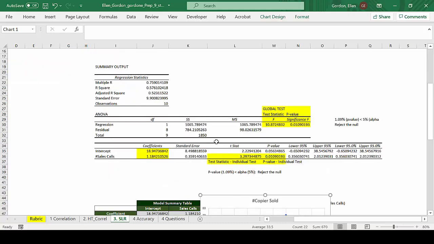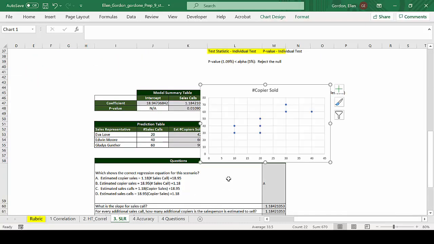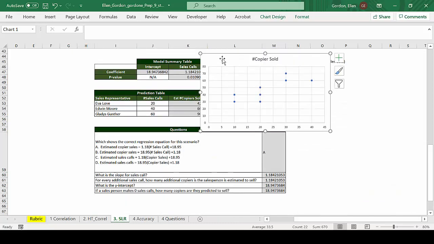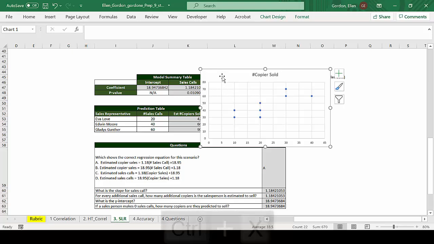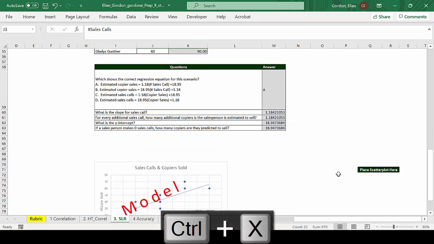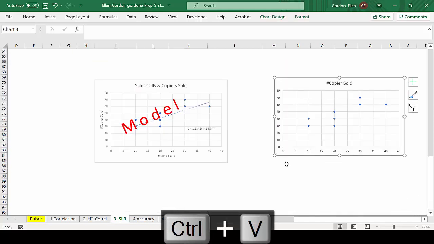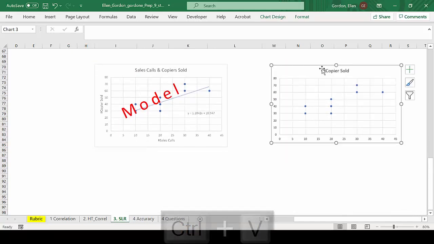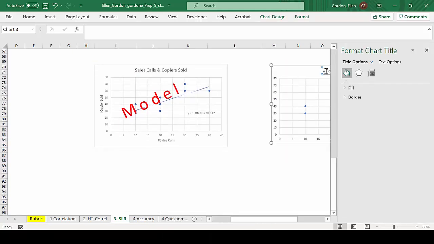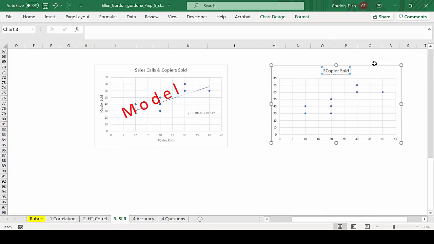And we're going to want to drag it all the way down. Again, sometimes instead of dragging it down, I do Control X or Command X on a Mac, and then Control V or Command V to paste. All right, just some quick formatting. Sales calls and copiers sold.